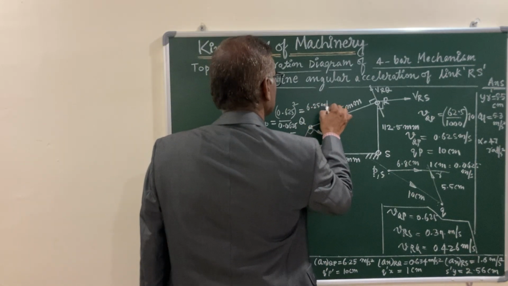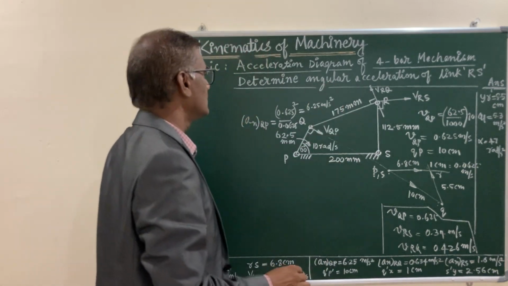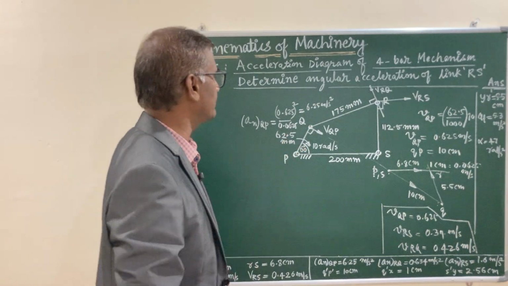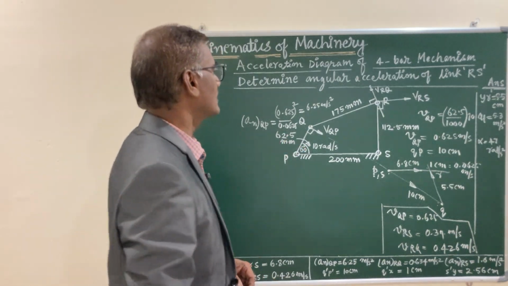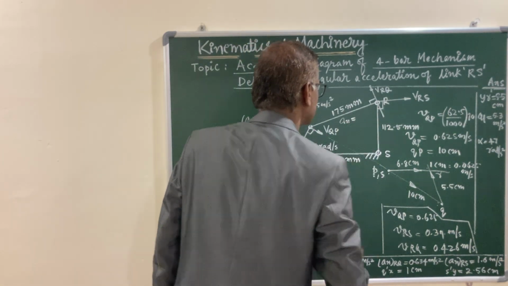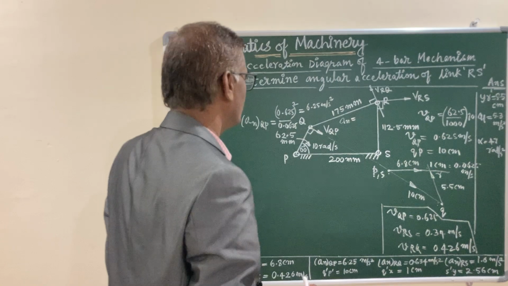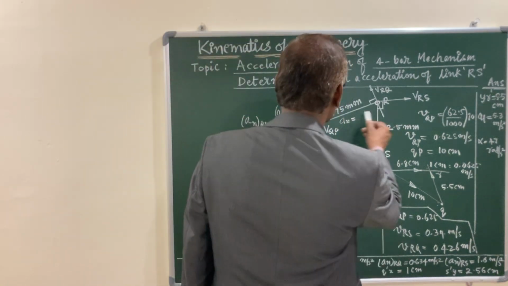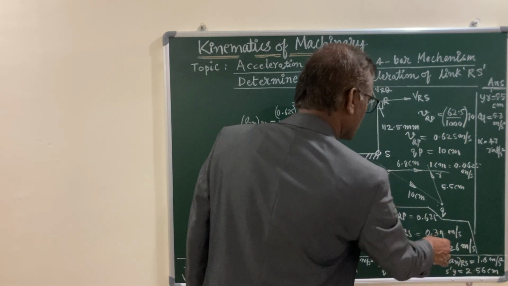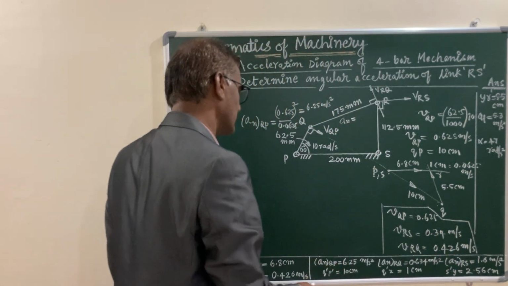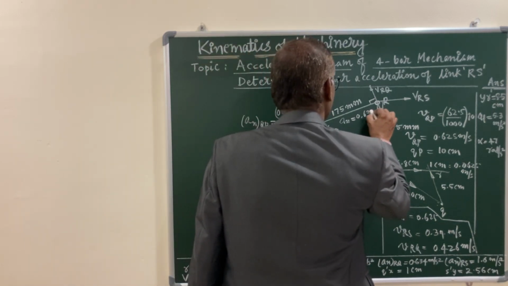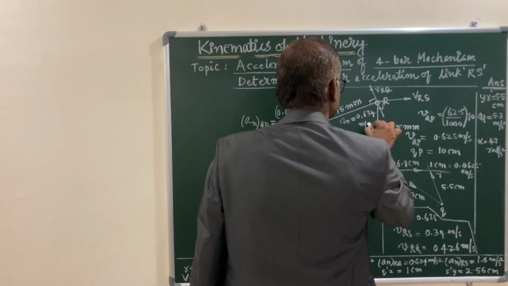6.25 meters per second square. This is the normal component of acceleration. Alpha, the angular acceleration of the driving link, is not given, so you can take it as 0. Now let us calculate the normal component of acceleration of this particular link. That is v square, where velocity is rq, that is 0.426 whole square by the length of the link 0.175. You are going to get 0.634 meters per second square.